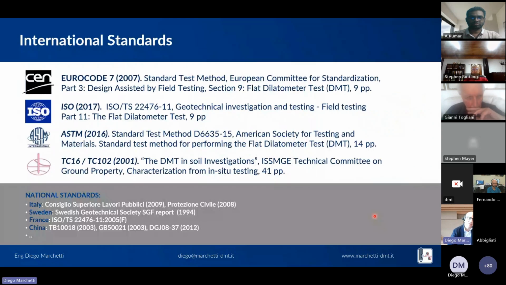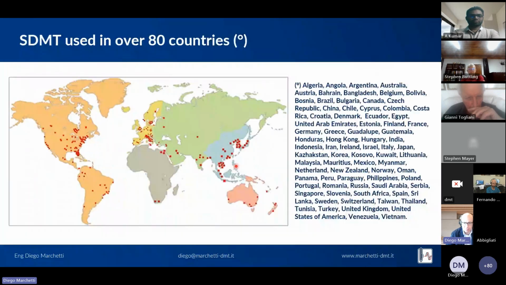The DMT test is coded in the Eurocode, in the ASTM American standards, and a little more recently in the ISO standards. But there are many other national standards, and the TC16 is a document written by the committee that today is named the TC102. That is quite a comprehensive document for the DMT test procedures and processing of the results.